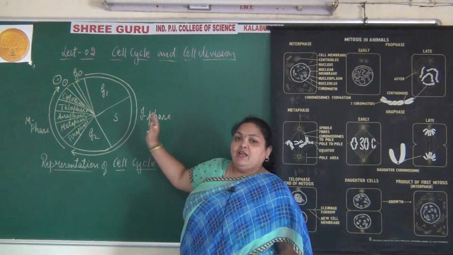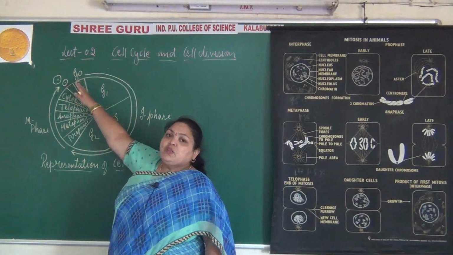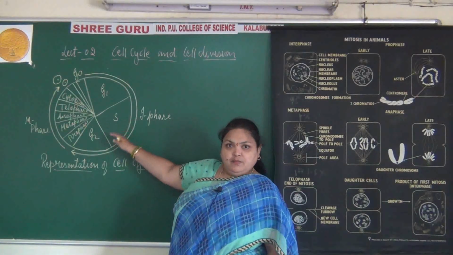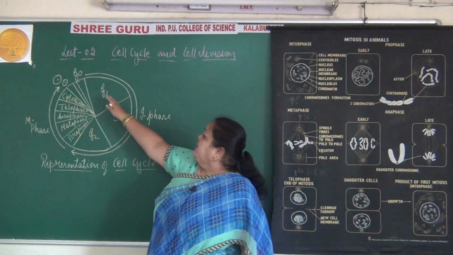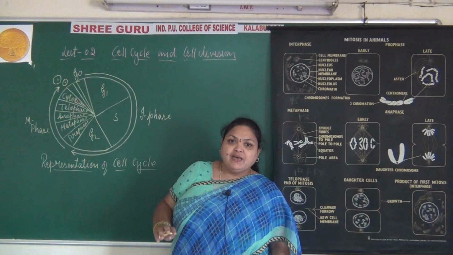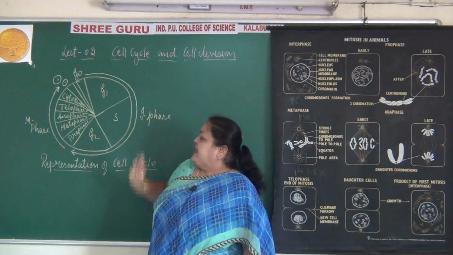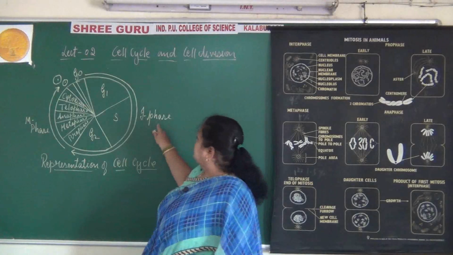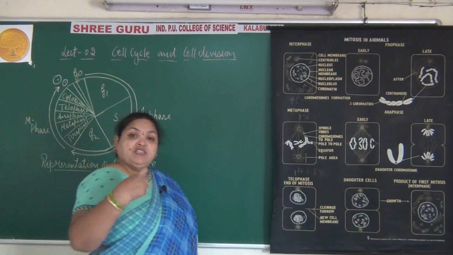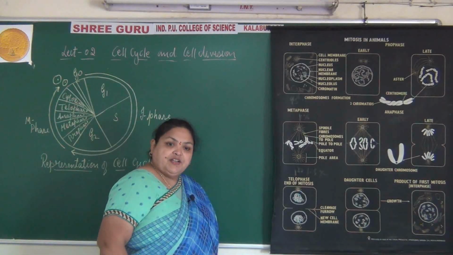So for the cell cycle, look at the figure there. Today I will be dealing only with the interphase part of the diagram. Here the interphase is divided into three substages: G1, S and G2. First, what happens in the interphase? What is the condition of the cell when it is in the interphase?